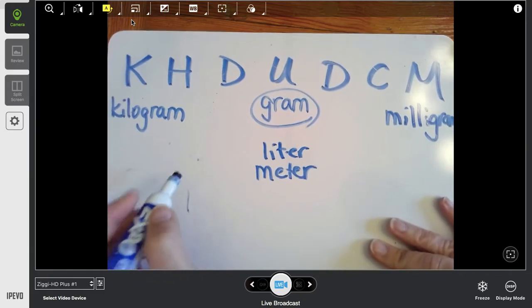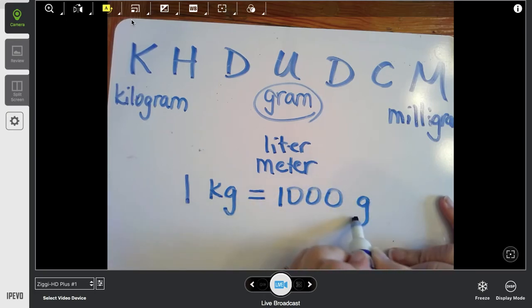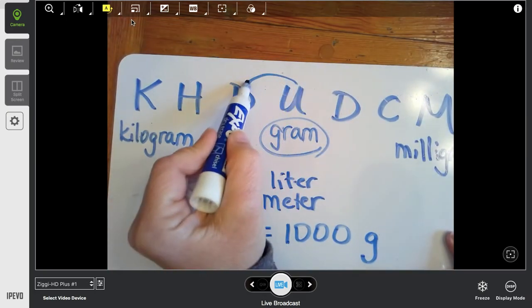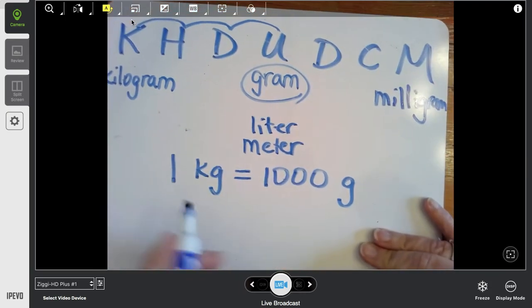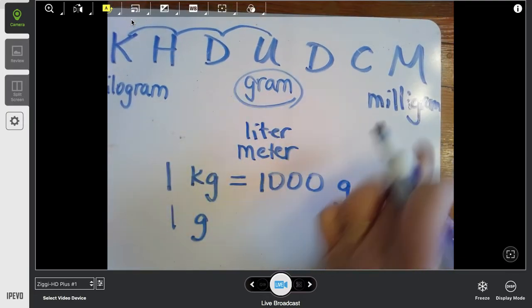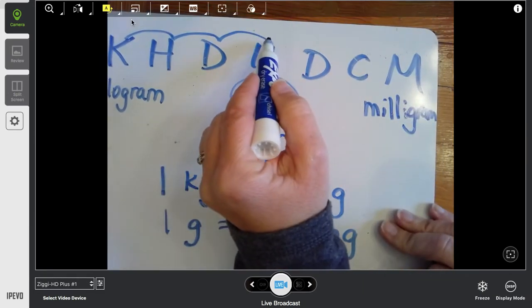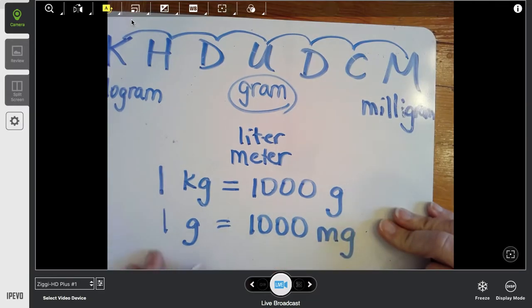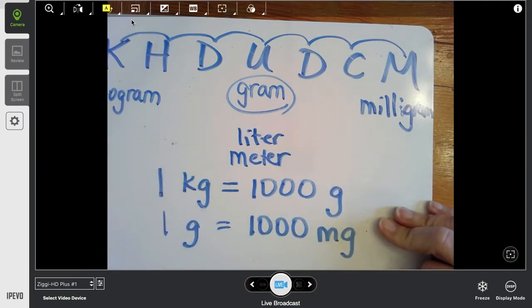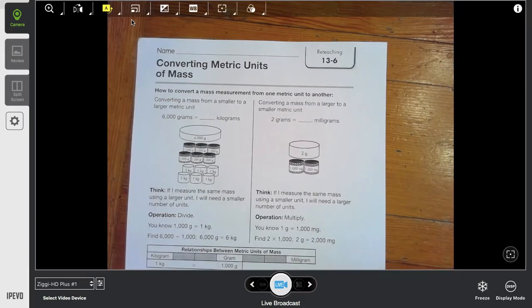So let's get this way. 1 kilogram equals 1,000 grams. Because how many jumps are there in between? 1, 2, 3. So that's 3 zeros because this is 10 to the 3rd power. So it's 1,000 grams. 1 gram equals 1,000 milligrams. Because again, from gram to milligram, 1, 2, 3, it's 3 jumps. So it takes 1,000 milligrams to make up 1 gram. And these are the only 3 conversions we're going to need today. Okay? Same thing as we did yesterday. All right, let's look at converting our metric units.